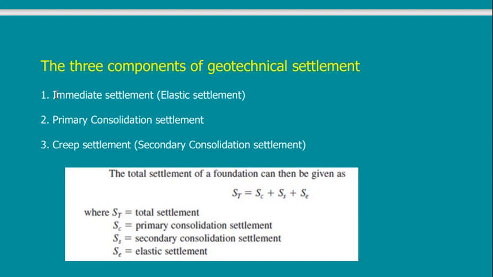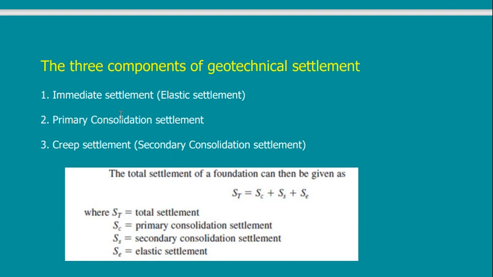So immediate settlement, they call it elastic settlement because it is still within the elastic zone. It happens very quickly, and it mainly happens in sand. Primary consolidation settlement, this is number 2. Creep settlement or secondary consolidation settlement. Let's first say that this is immediate settlement. Number 2 is consolidation settlement.